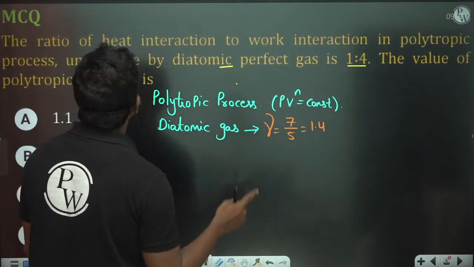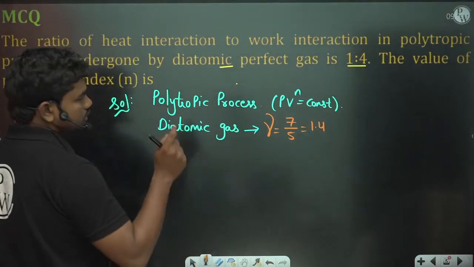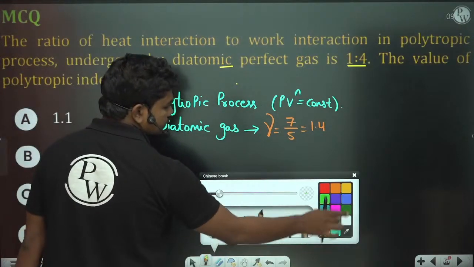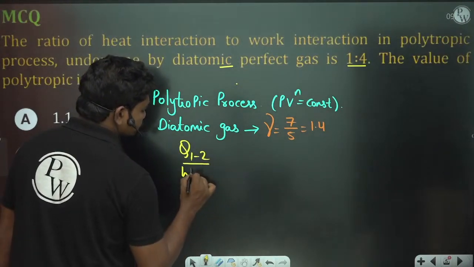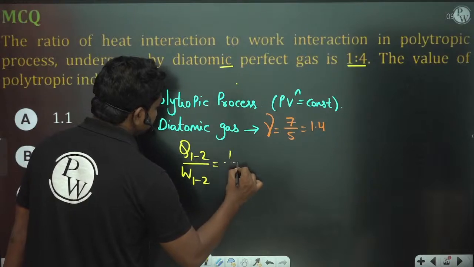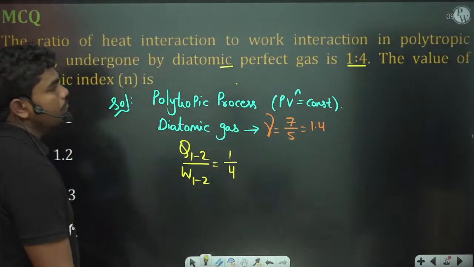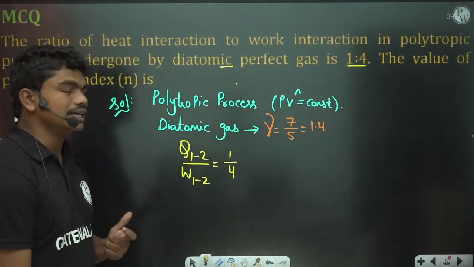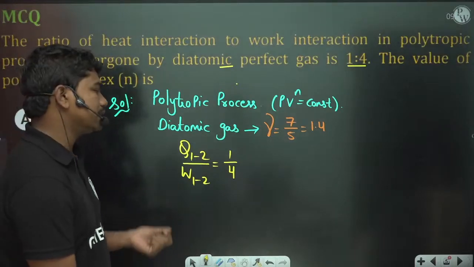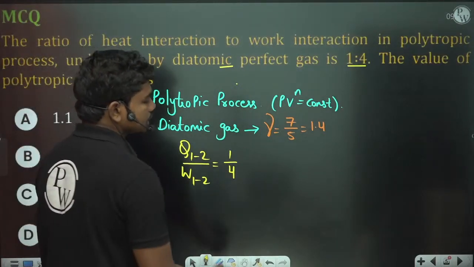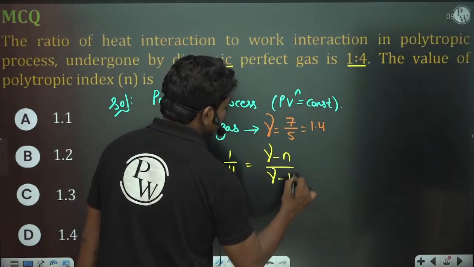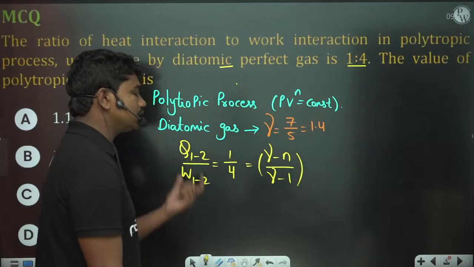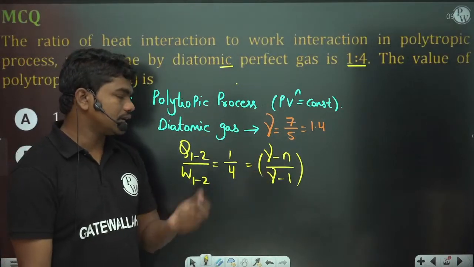They are telling us the ratio of heat interaction to work interaction, so Q12 by W12 is 1:4, that is 1/4. The value of the polytropic index is dash. To calculate the polytropic index, we know that heat interaction is equal to (gamma minus n) upon (gamma minus 1) times the work interaction, correct? So this ratio will be equal to (gamma minus n) upon (gamma minus 1).